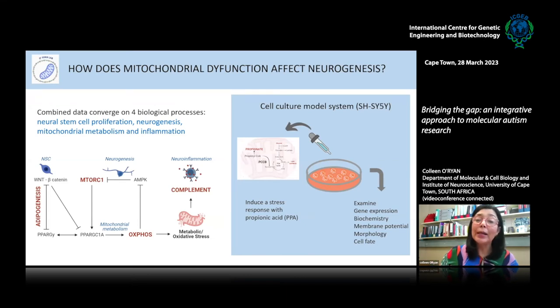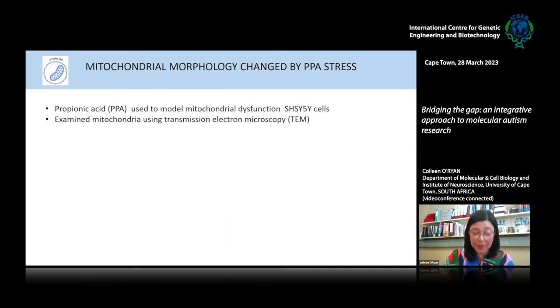And what we're now doing is we're looking at gene expression of key genes in the pathways we're interested in, to link mitochondrial dysfunction with neurogenesis and cell fate. And so the first study that's come out of our lab, and this paper's under review at the moment, in fact, we're doing revisions for the paper, so hopefully the paper will be out shortly, is we added propionic acid to model mitochondrial dysfunction, and we looked at the mitochondria under the electron microscope.